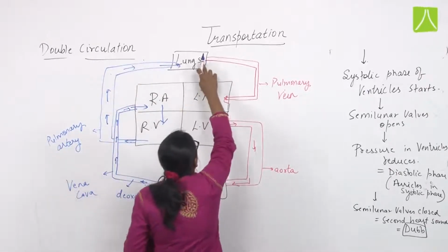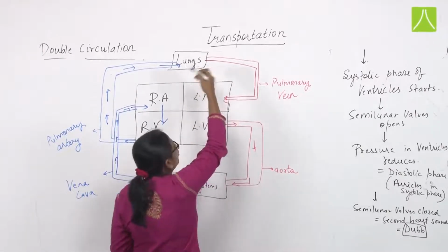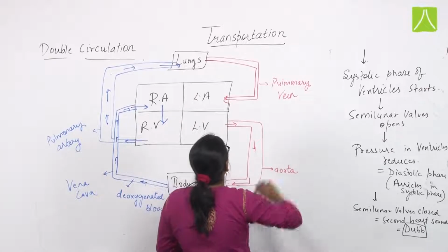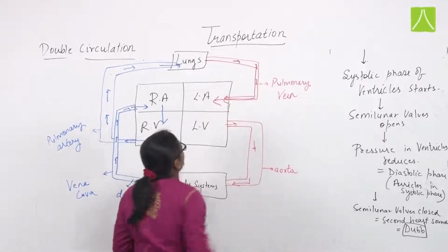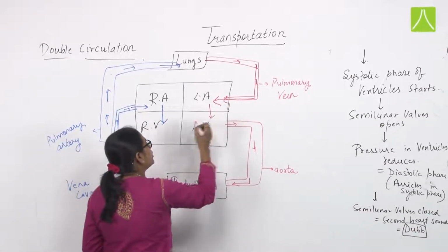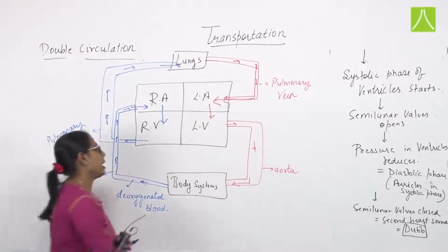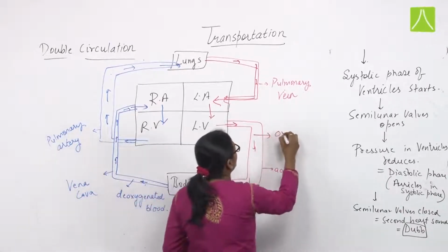Now in the lungs this deoxygenated blood gets oxygenated, because more oxygen is present here, and this oxygenated blood is transferred to the left auricle through the pulmonary vein. This left auricle transfers the oxygenated blood to the ventricle, and this left ventricle transfers this oxygenated blood to the aorta.